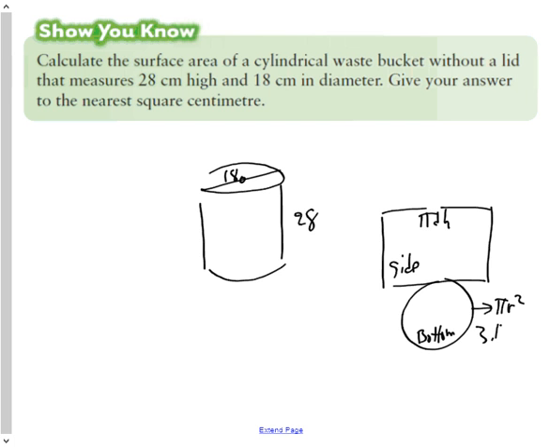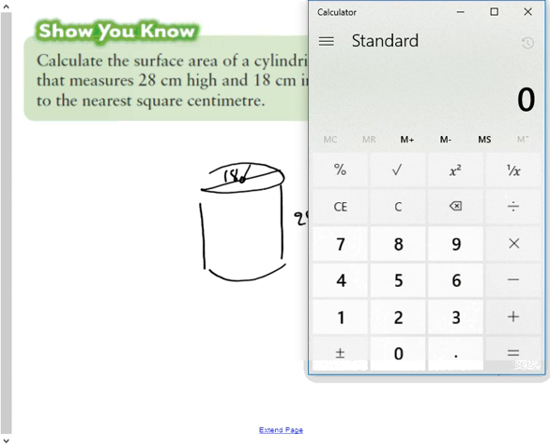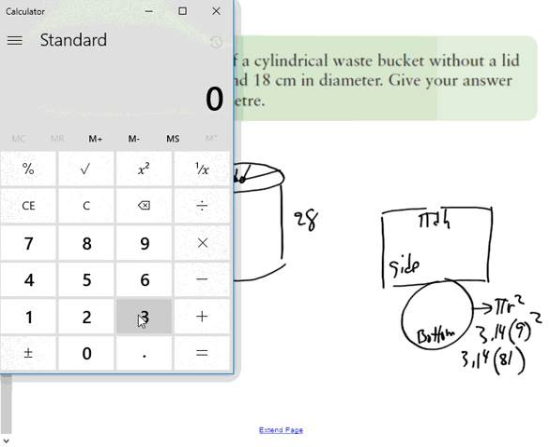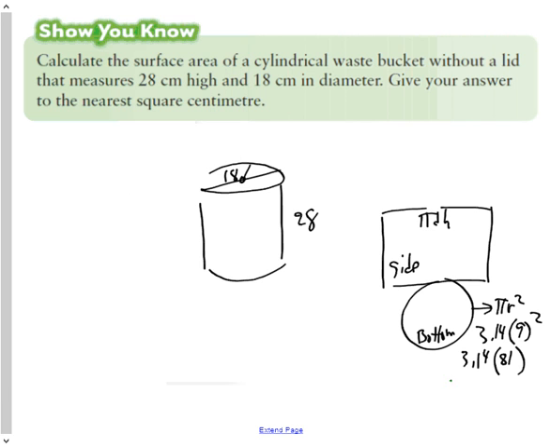So 3.14 multiplied by the radius. If the diameter is 18, then the radius is 9. So 3.14 multiplied by 9 squared. What's 9 squared? 9 times 9 is 81. So take your pi, multiply it by 81, and you get 254.34. That is the area of the bottom of this wastebasket, 254.34.